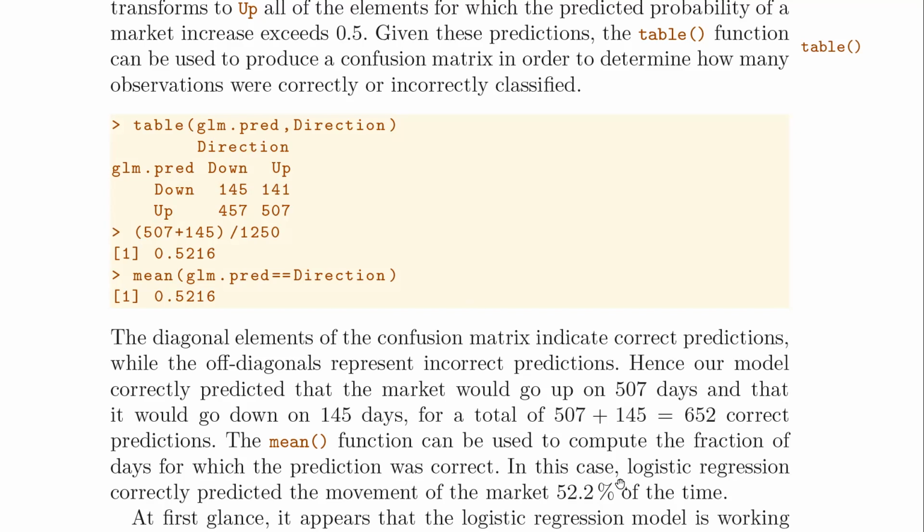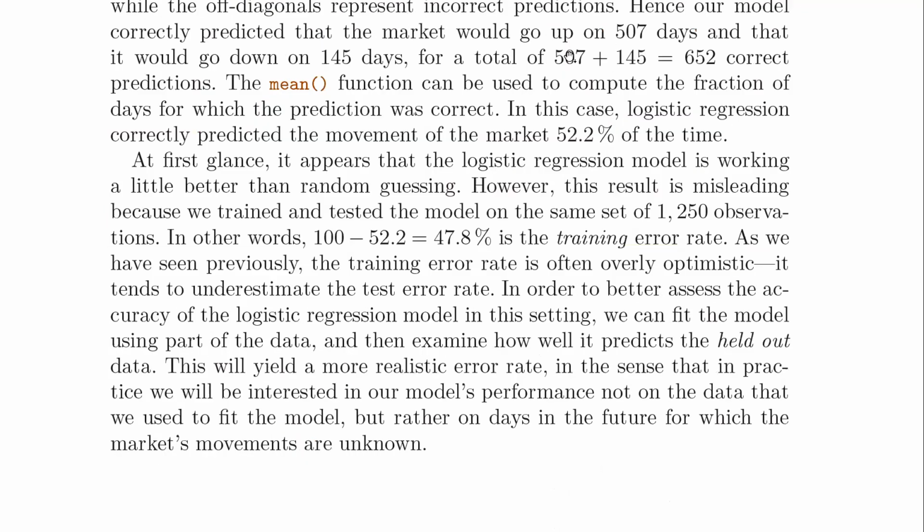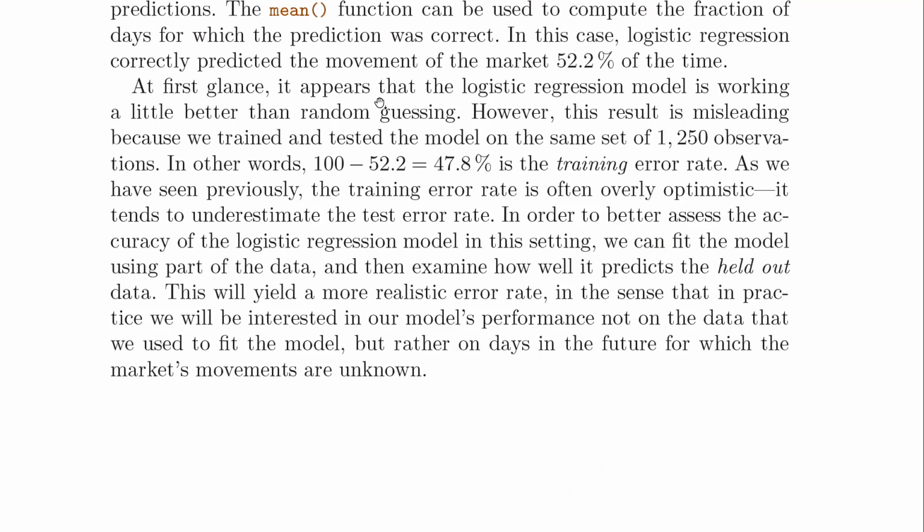The point that the book is trying to make is that sometimes the data that you have just isn't that helpful for making predictions. At first glance, it appears that the logistic regression model is working a little better than random guessing. However, this result is misleading because we trained and tested the model on the same set of 1250 observations. In other words, 100 minus 52.2 is 47.8%, the training error rate.